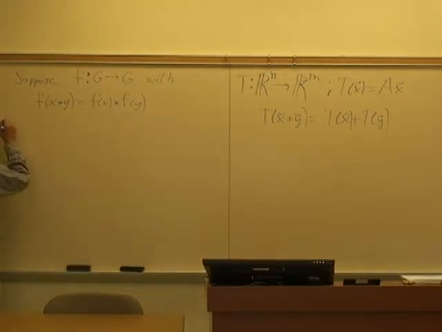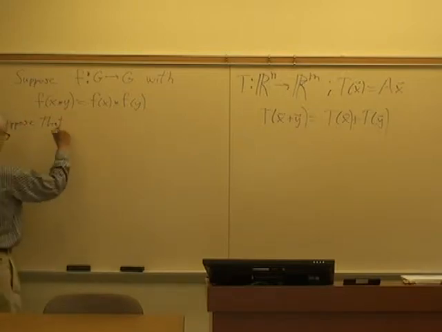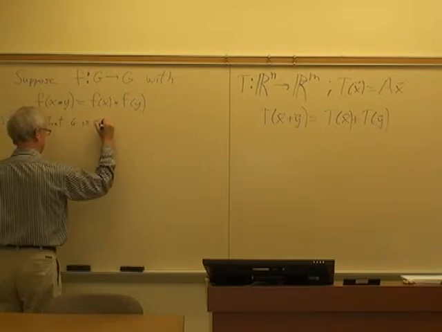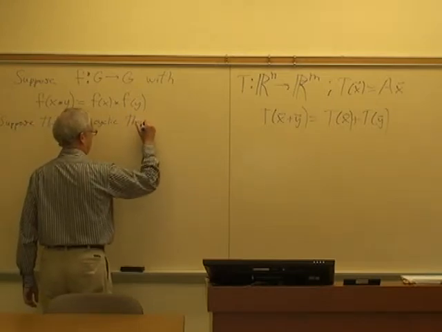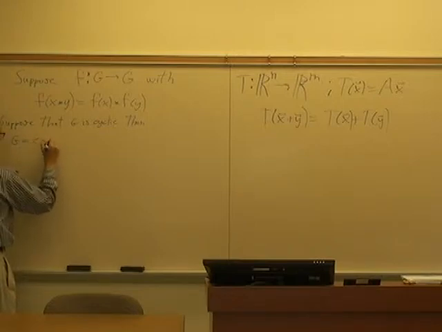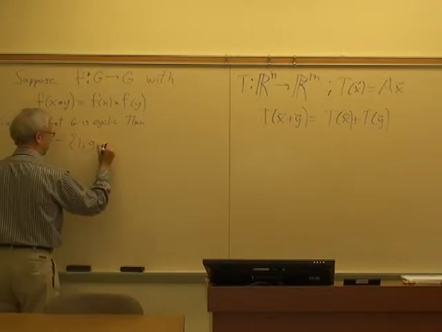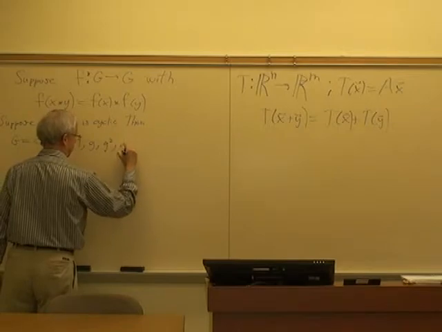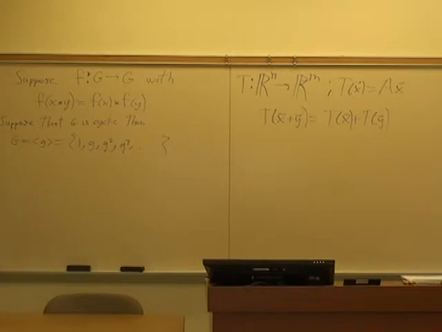Okay, so now suppose that G is cyclic. So that's an example of an operation-preserving map. Then by definition, G is generated by one element, and that's the set of, we can write it this way, 1, g, g squared, g cubed, whatever it goes, right? It may stop, it may loop around, but that's what the elements look like. They're all powers of g.